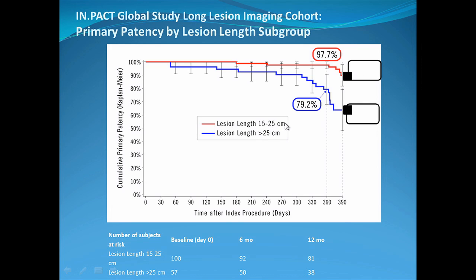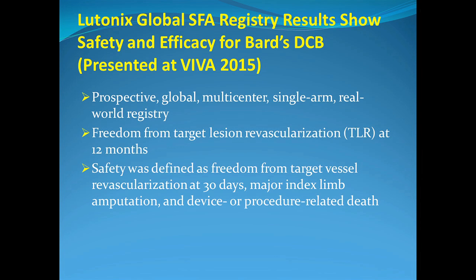In 15 to 25 centimeter lesions, the 1 year patency is close to 97%, which is very good, and in more than 25 centimeter lesions, it did very good with 80% 1 year primary patency.